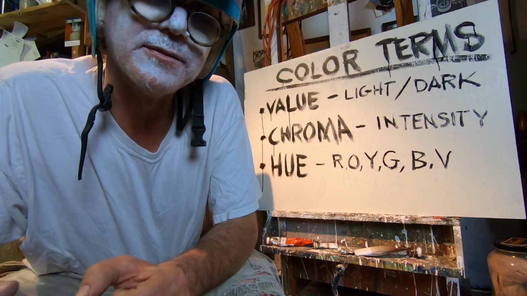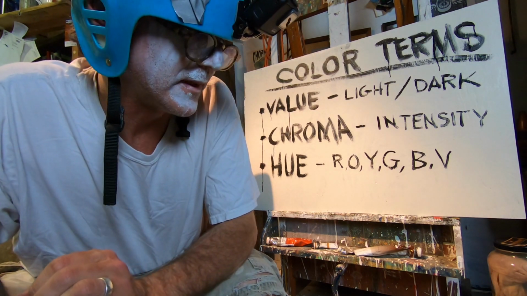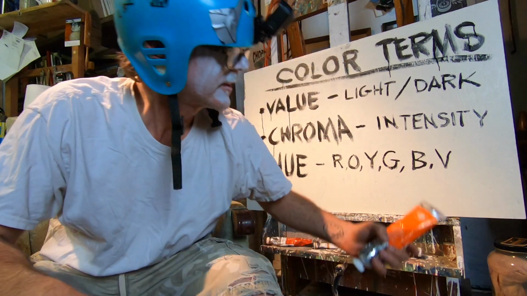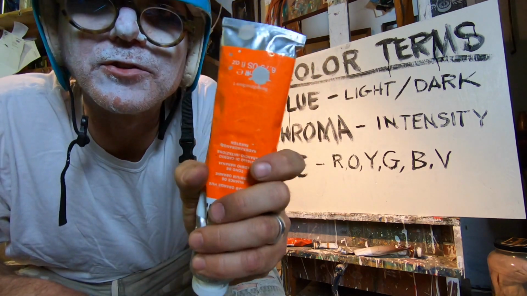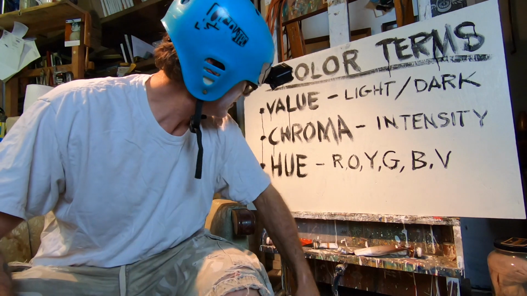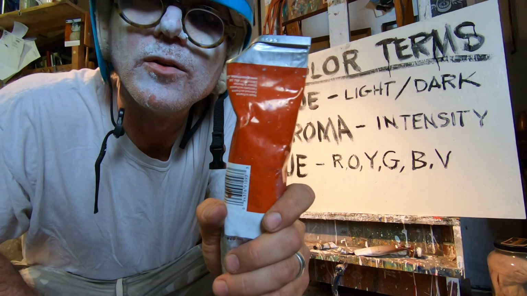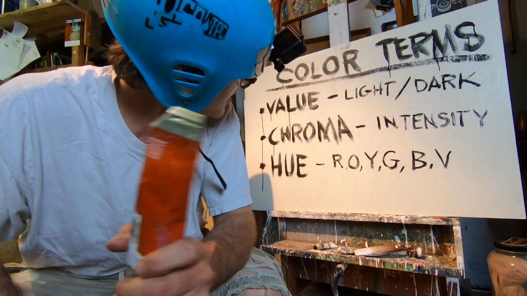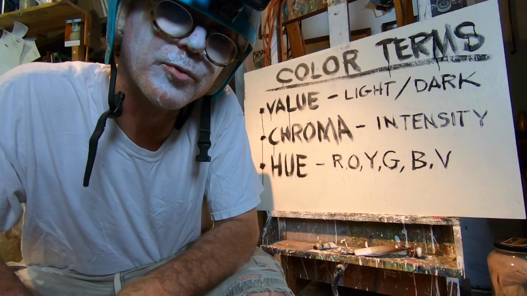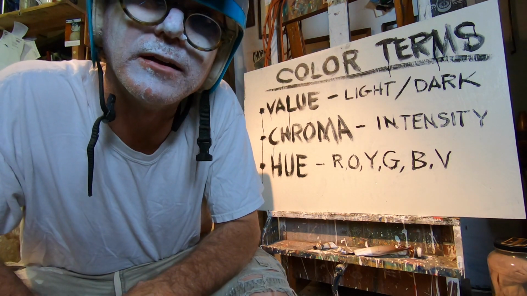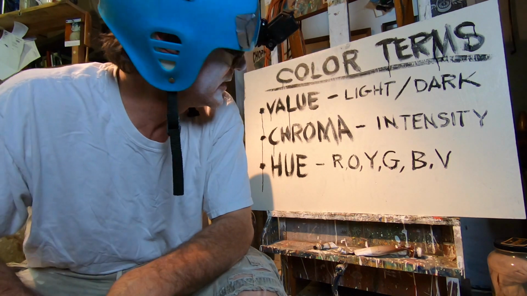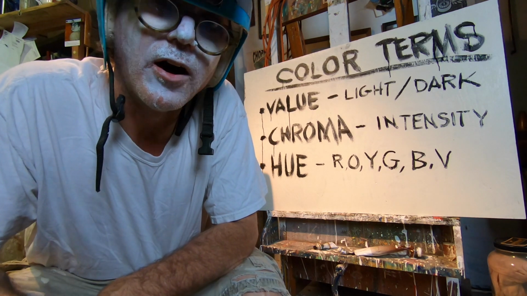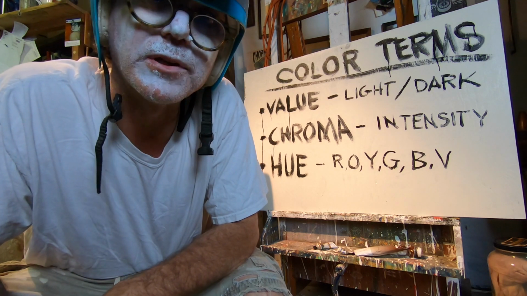Chroma is the intensity of a color. Like that, that's a really intense high chroma orange. That could be considered an orange, but it's a lower chroma orange. Hue would be Roy G. Biv, or the colors of the spectrum: red, green, yellow, blue, yada yada. And so by using those terms, you can break down and analyze all the colors in a pretty descriptive manner.